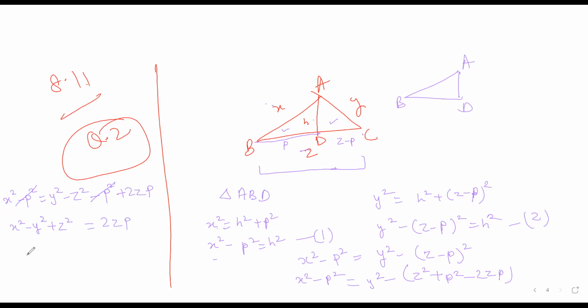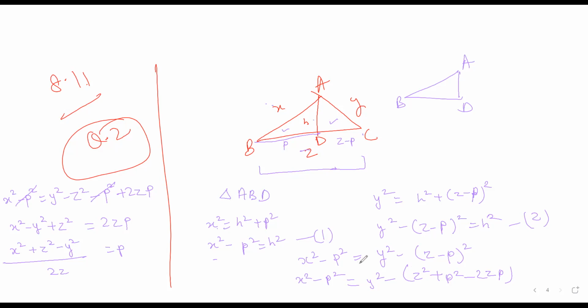I've taken y square and z square to the left, or we can write z first, sorry, z first and y second. I'll tell you why. And divide by 2z equal to p. Any doubts till here?